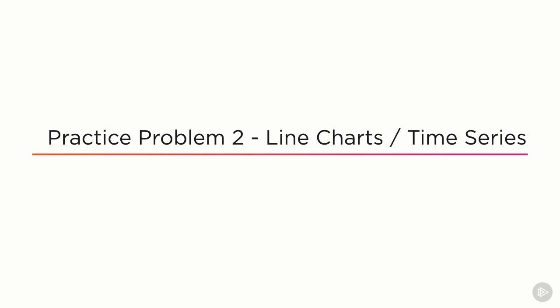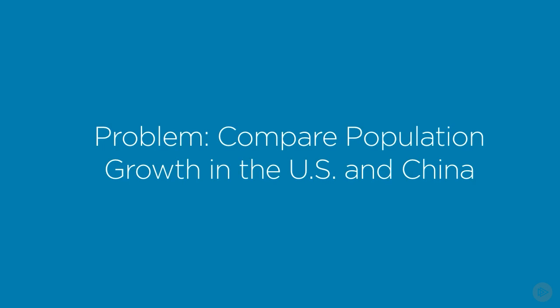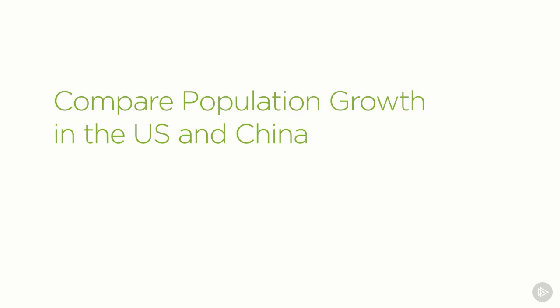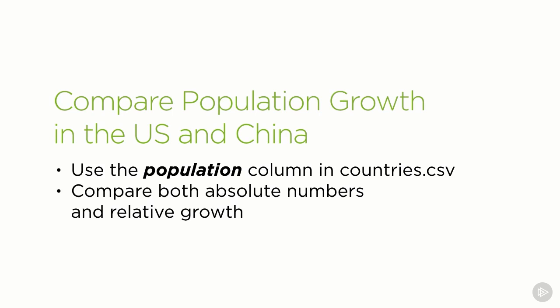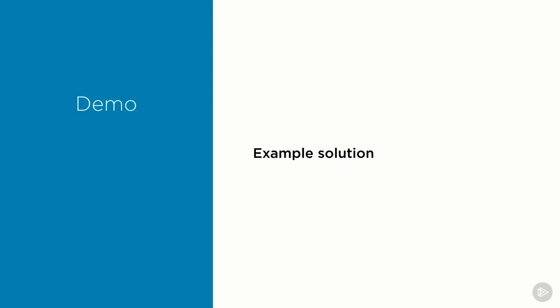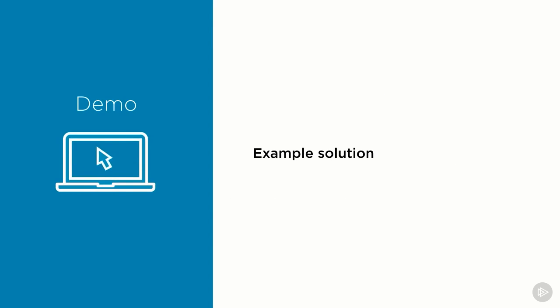Here's an exercise problem for practicing what you've learned in this module so far. The problem is: compare population growth in the US and China. For this problem, you can use the population column in the countries.csv data and try comparing both absolute numbers and relative growth of populations. And if you want to try solving this problem on your own, pause the video right here. And here's an example solution.